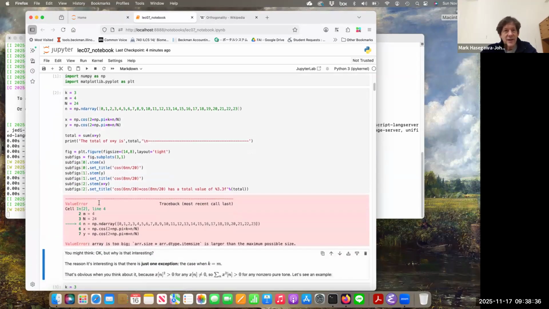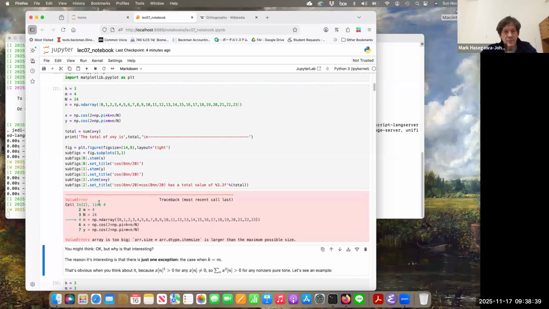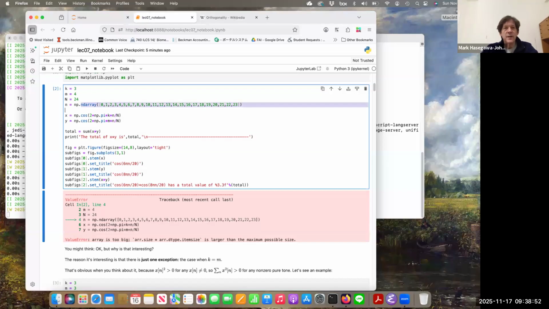So now I have, it says that I can't create an array that's that large. Well, let me go ahead and just create the range up to size capital N then.